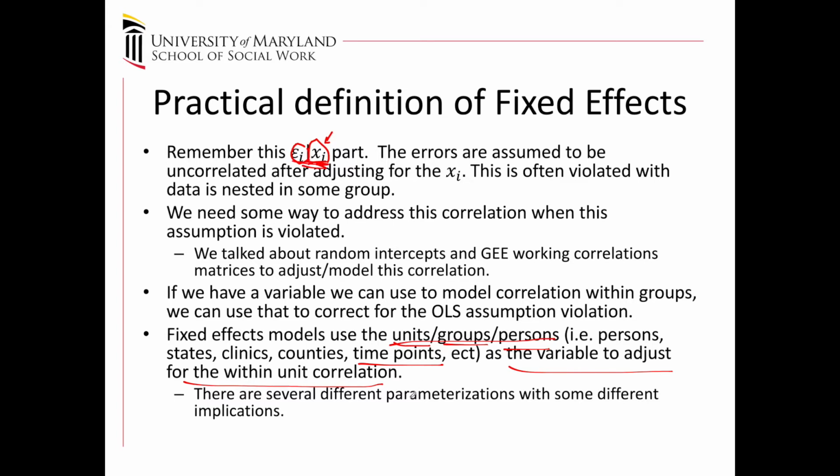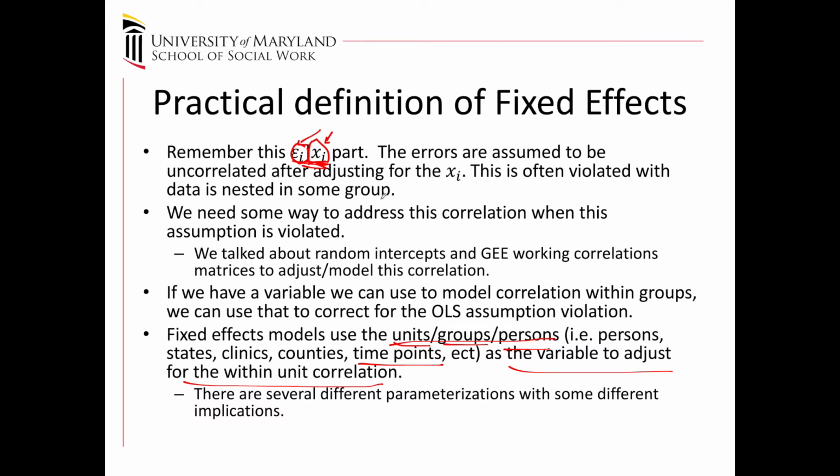And that's what fixed effects are. Fixed effects just find some x that accounts for this correlation or nesting structure. And since we already have one in all of the models that we're doing, whether it's generalized estimating equations or random intercepts or fixed effects, we can just actually model that away. Now, there are some problems that come up with some parameterizations, and we're going to talk about a variety of different ways to do this today.